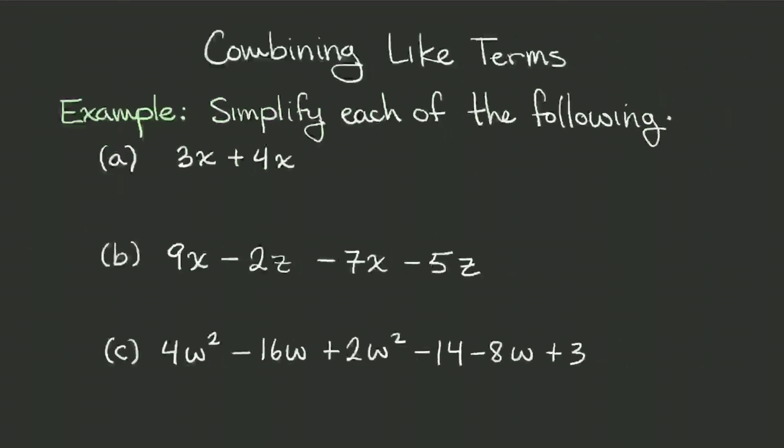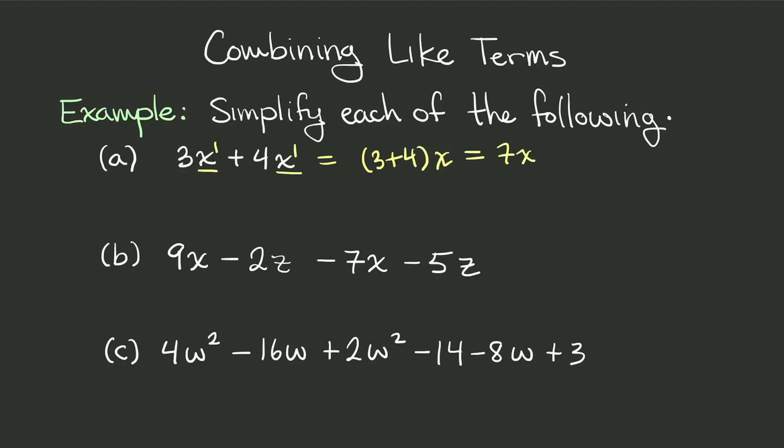3x and 4x are like terms because we have the same variable raised to the same power in each case. Since we have that, we can combine the like terms by adding the two coefficients. So we'll have 3 plus 4 times x. This gives us 7x.